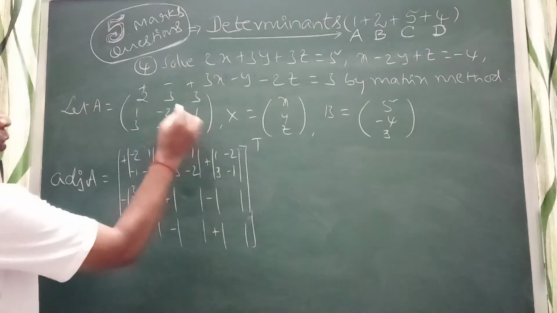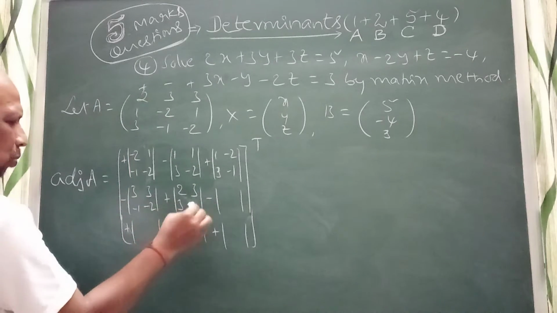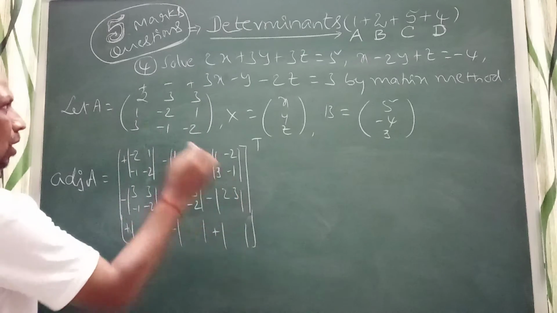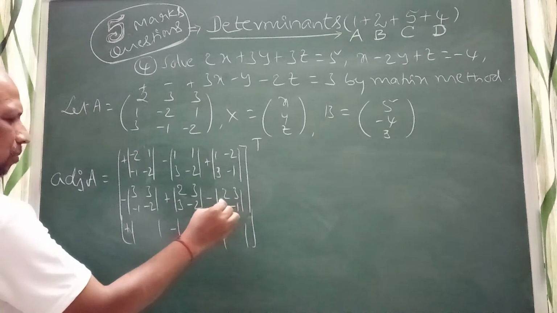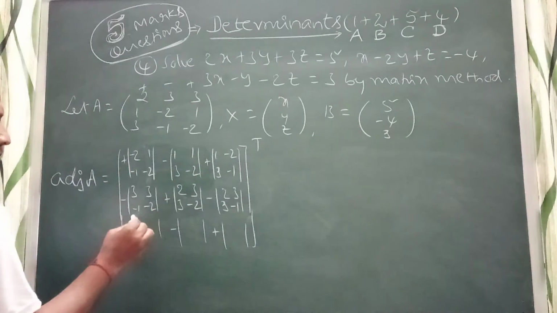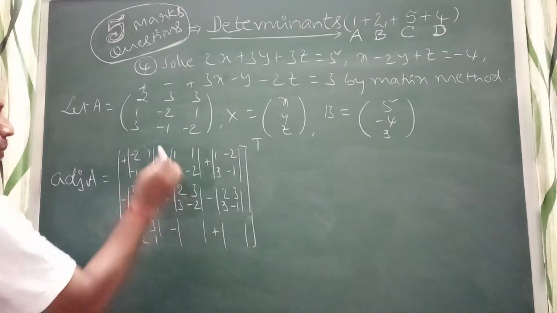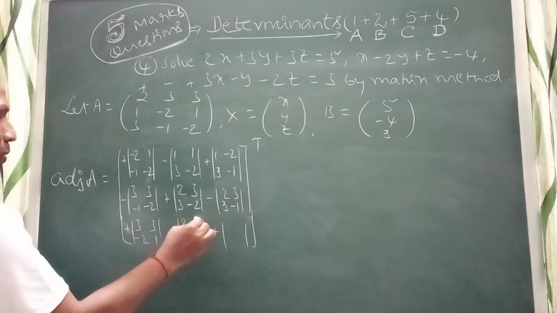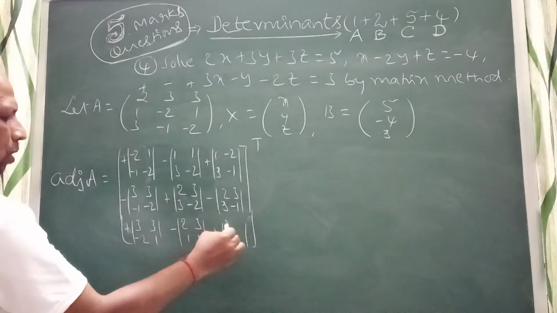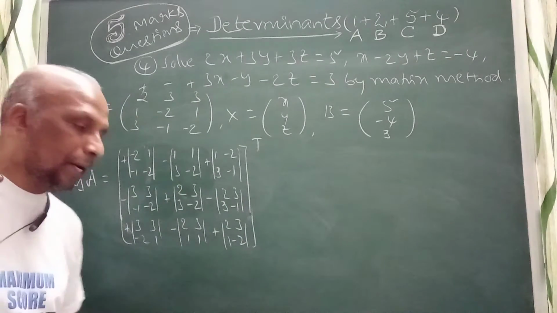Here, leave this row and this column: 2, 3, 3, minus 2. Then here, leave this row and this column: 2, 3, 3, minus 1. Correct. Again coming here, leave this row and this column: 3, 3 and minus 2, 1. Come here: 2, 3, 1, 1. The last one, leave this row and this column: 2, 3, 1, minus 2. Correct. I am finding the adjoint now.